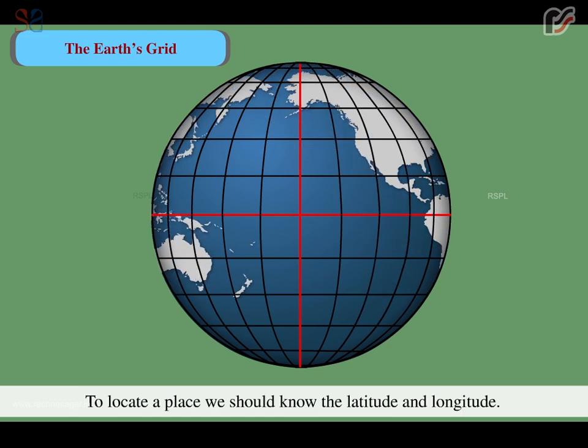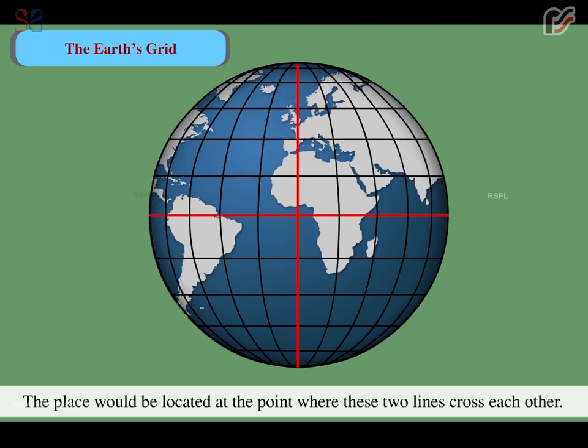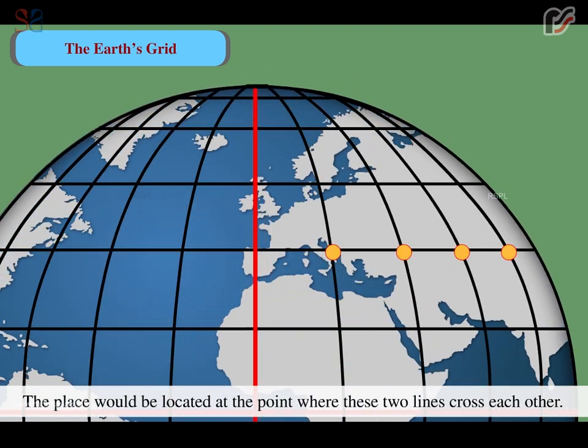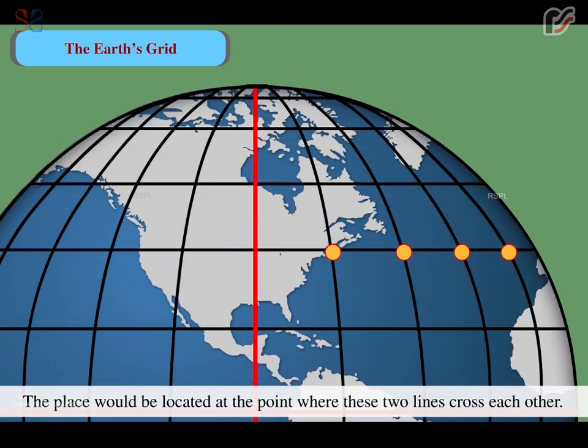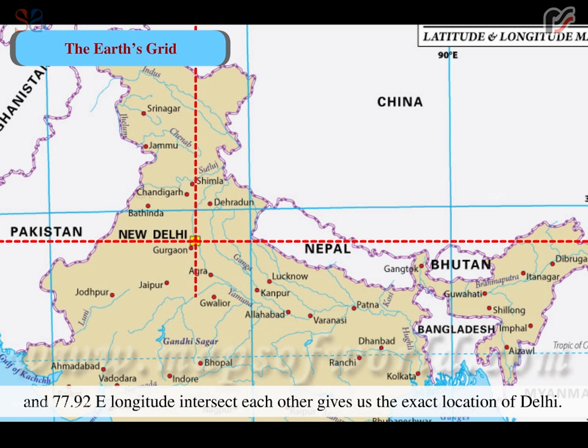To locate a place, we should know the latitude and longitude. The place would be located at the point where these two lines cross each other. For example, where 28.38 degree north latitude and 77.92 degree east longitude intersect each other gives us the exact location of Delhi.